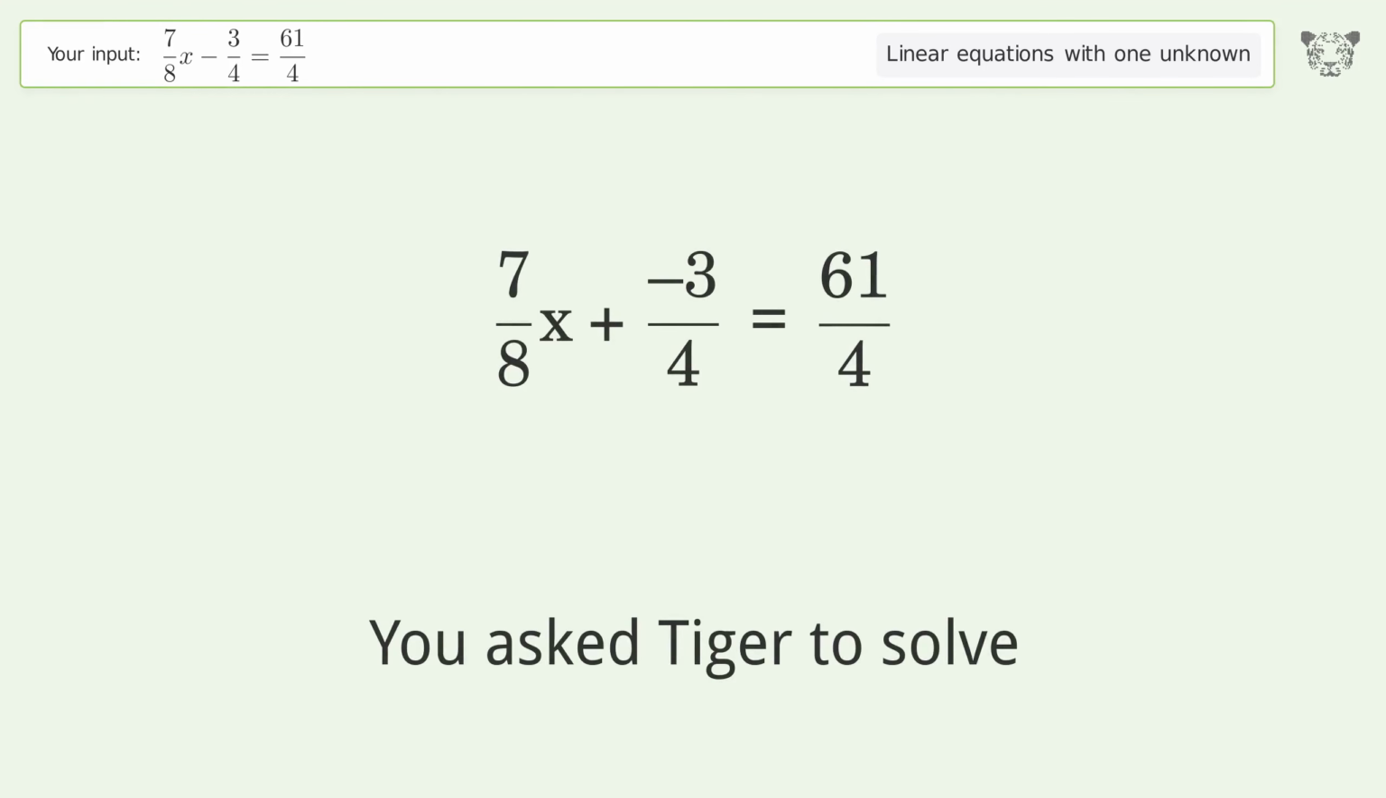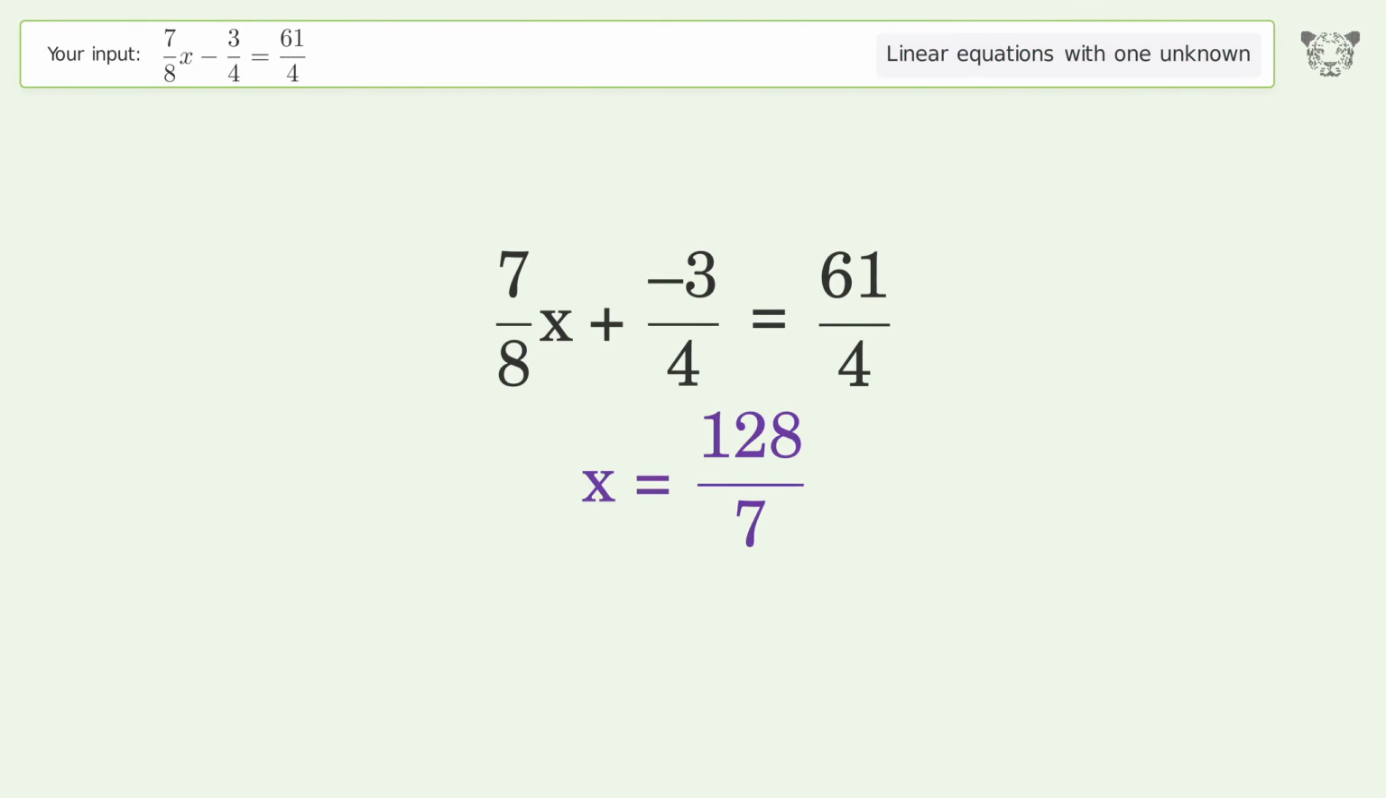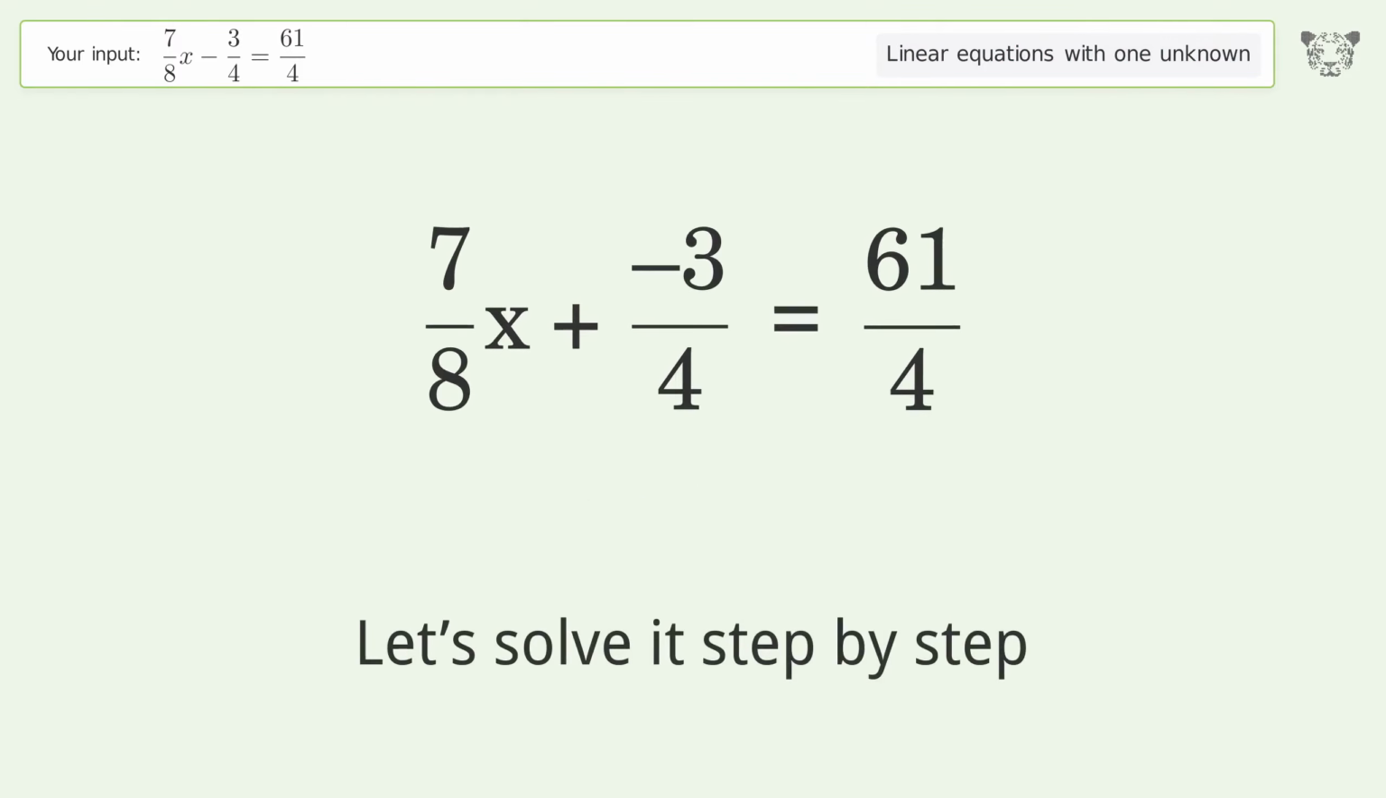You ask Tiger to solve. This deals with linear equations with one unknown. The final result is x equals 128/7. Let's solve it step by step.